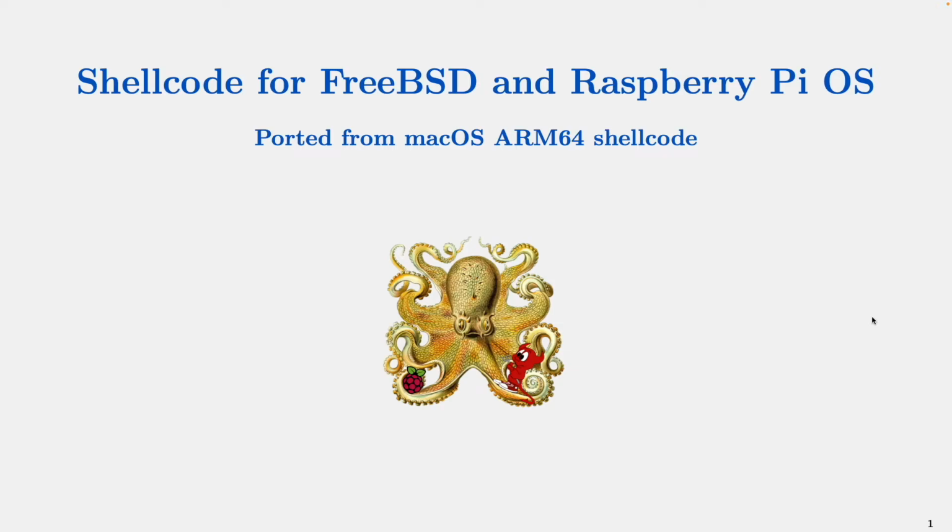Welcome, ladies and gentlemen, to another video on shellcode for the ARM64 architecture. In previous videos on this channel, I showed you how to write shellcode for macOS on M1 chips. And in this video, I want to show what is necessary to transfer this shellcode to other ARM64 operating systems, namely FreeBSD and Raspberry Pi OS, which is an ARM64 Linux. And I will only show this for the reverse shell. Once we know which changes are required for a reverse shell, it should be easy to also transfer a bind shell to the other operating systems.